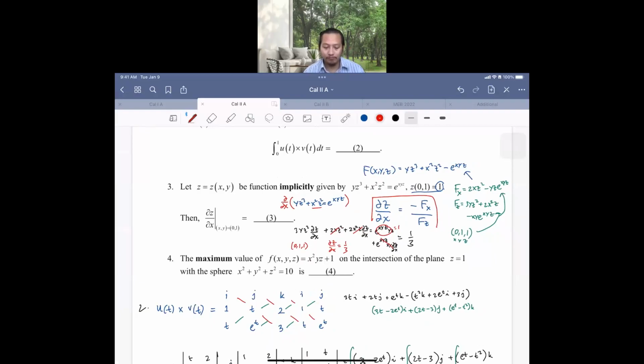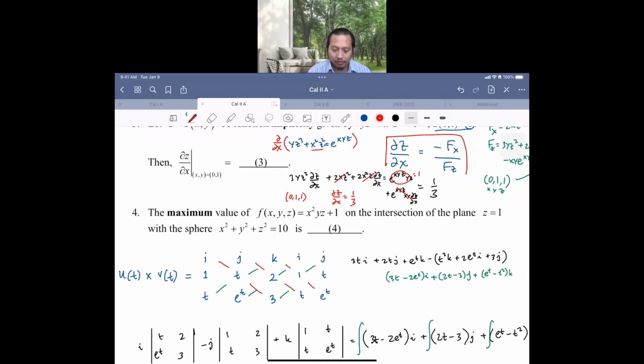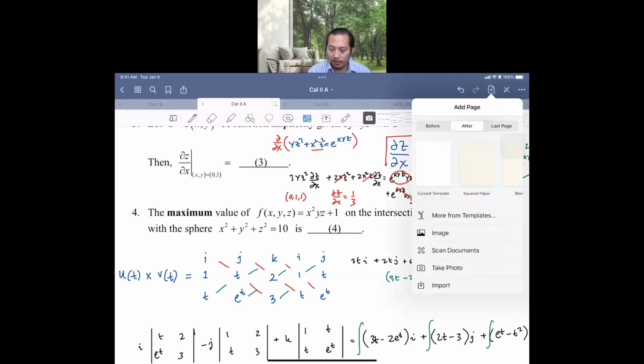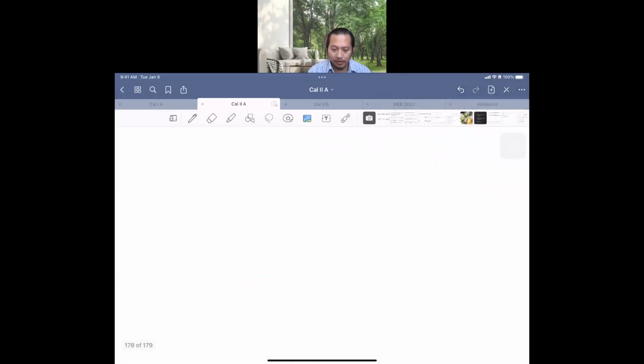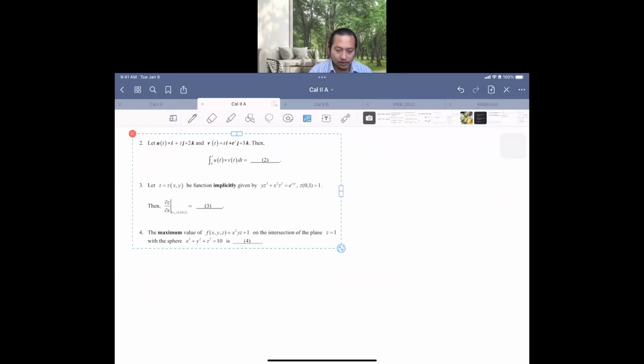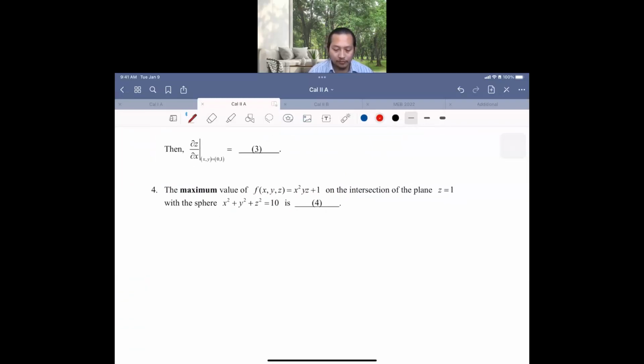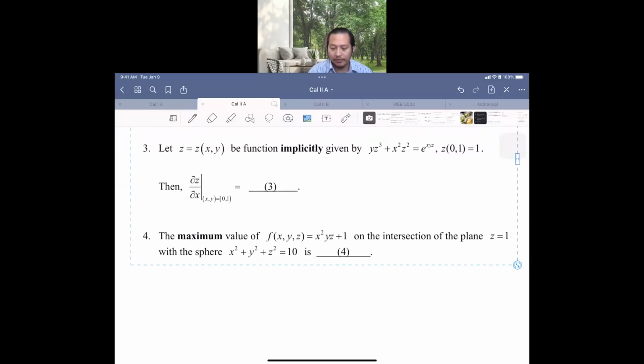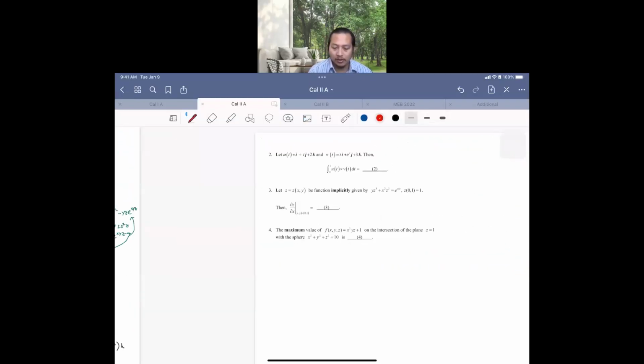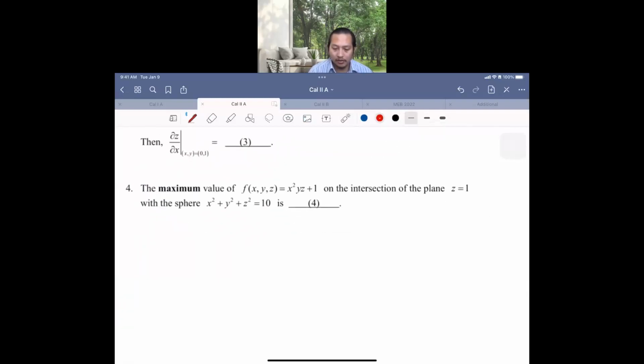Okay. Number 4. Perhaps number 4, I would like to maybe write in the blank page. Let me give you another question here for number 4. Maximum value. The answer is not really in perfect round numbers. I think it has some square root something in the answer.